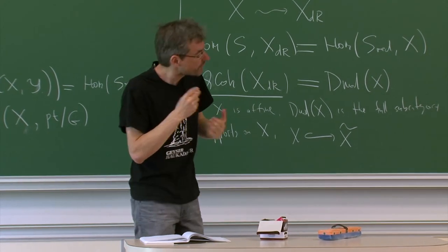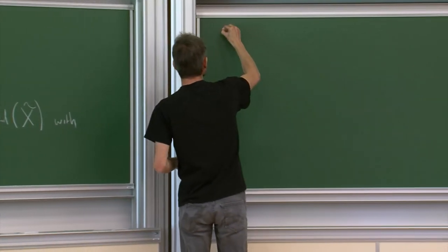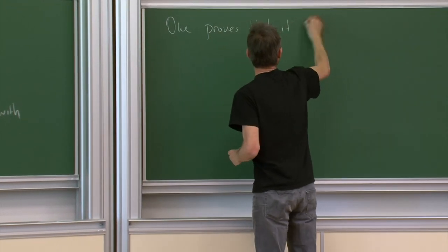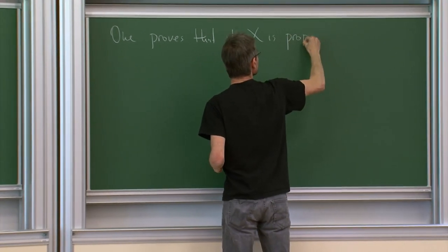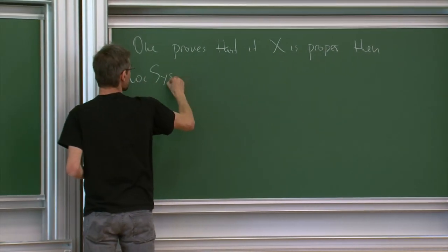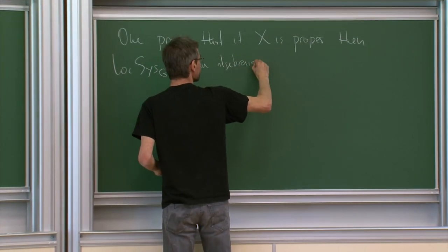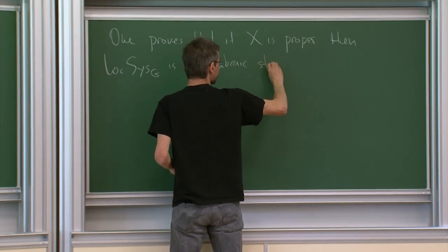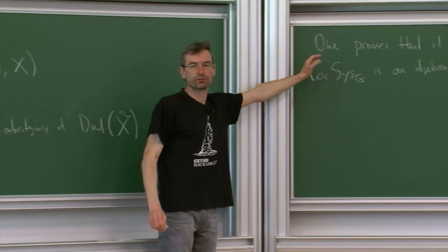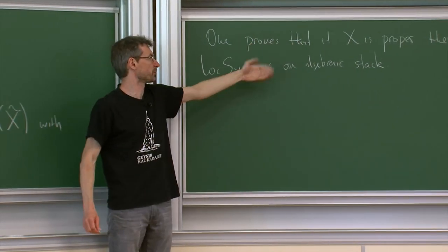All right, then one proves that if X is proper, then Locsys G is an algebraic stack. Let me not go into the proof. I just cannot do everything. There is a section in my paper with Rozenblyum where we do these things in detail.